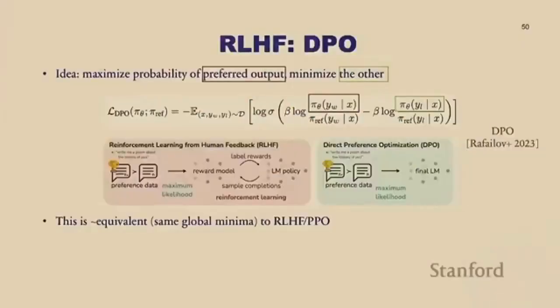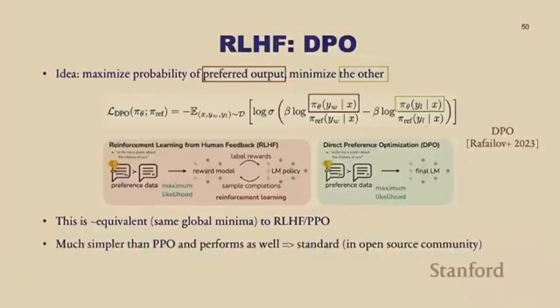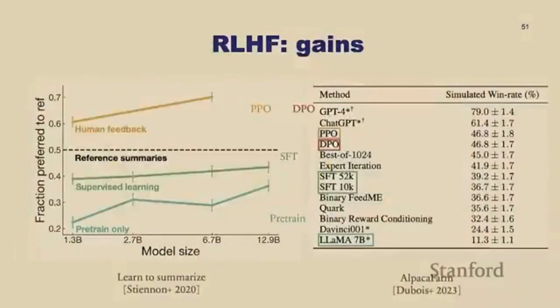In practice, it happens that there are none. And I think it's just that a lot of people in this team were reinforcement learning experts, including the main author of PPO, John Schulman. DPO is much simpler than PPO, and it basically performs as well. So now this is the standard thing that people use, at least in the open source community, and I believe it's actually the standard also in industry. So that's called DPO.